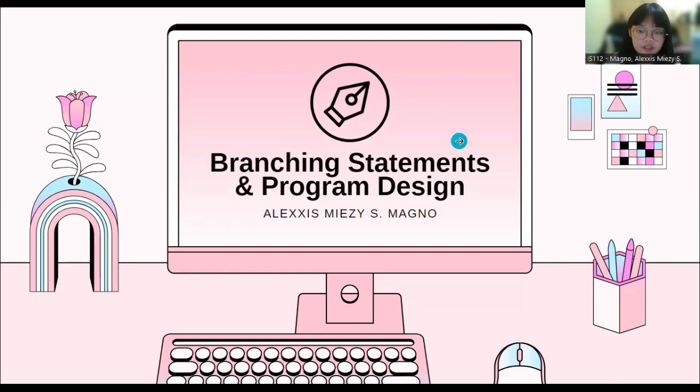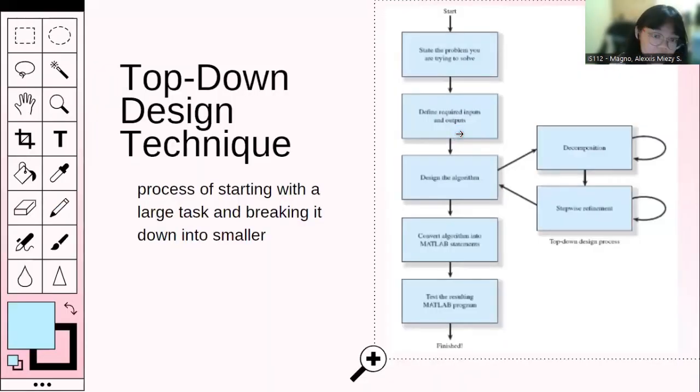So, there is a technique called top-down design. It is the process of starting with a large task and breaking it down into smaller, more easily understood pieces which perform a portion of the desired task.